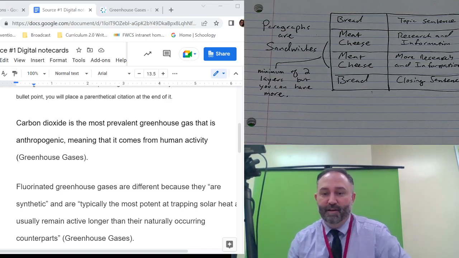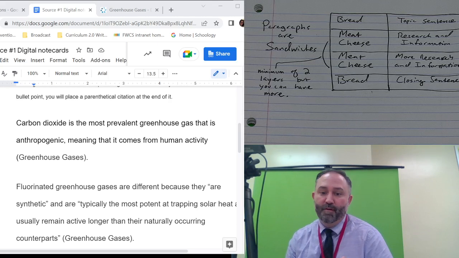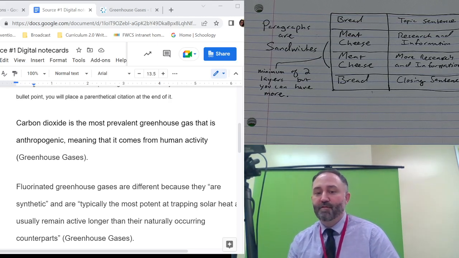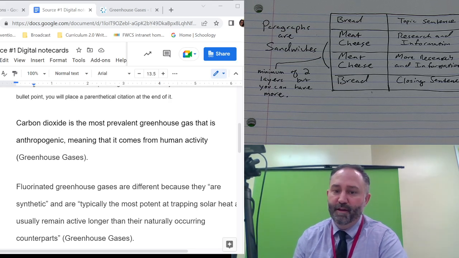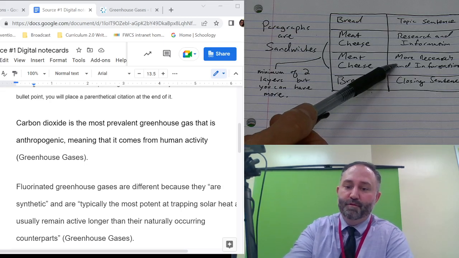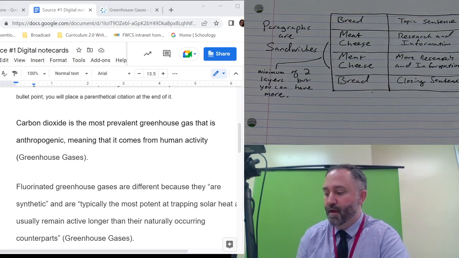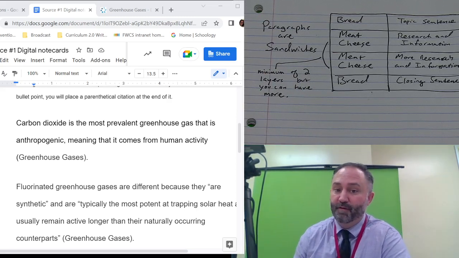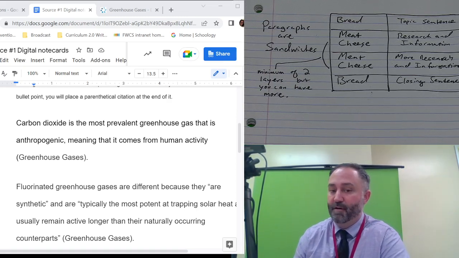And sometimes you've got to describe why it's important. You need to put it into your own words as best as you can, and at the same time, you need to cite that information. The third thing I wanted to point out is you have to have a second layer of meat and cheese in a body paragraph, which means more research and more information. One of the rules that we have here is that there should be a minimum of 2 layers of meat and cheese in every body paragraph.